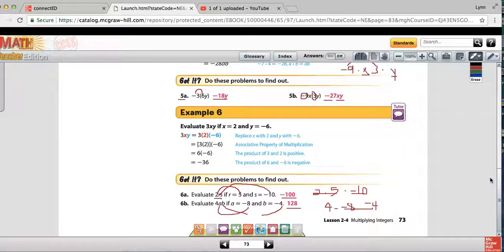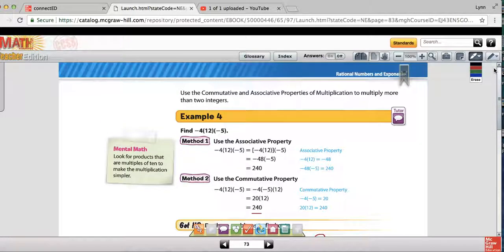Make sure you get those answers recorded on your note sheet and do the problems on the worksheet for homework, and let me know if you have any problems with multiplying integers.